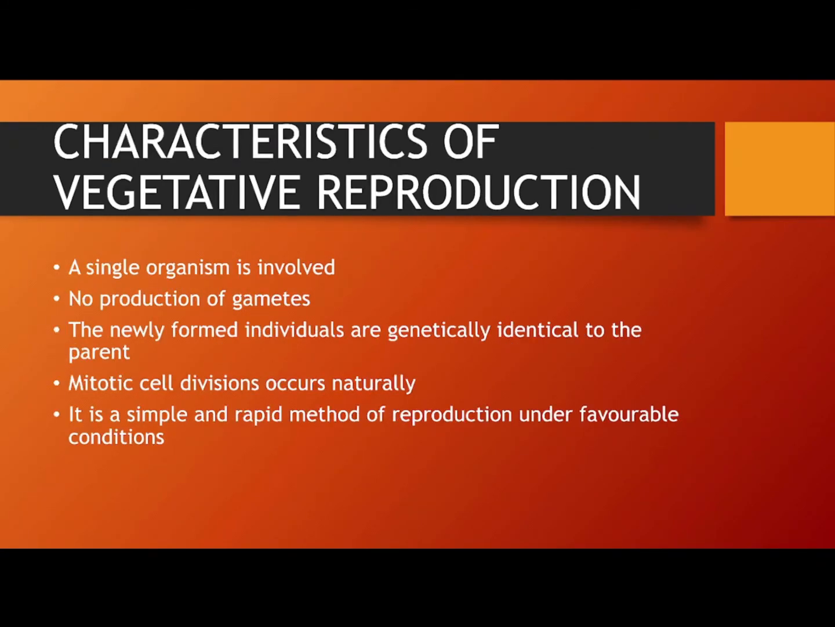The characteristic features of vegetative reproduction are: only a single organism is involved in this reproduction. There is no production of gametes and fusion of gametes. The new individuals that are formed by this method are genetically identical to their parents. Only mitotic divisions take place. It is a simple and rapid method of reproduction that takes place under favorable conditions.